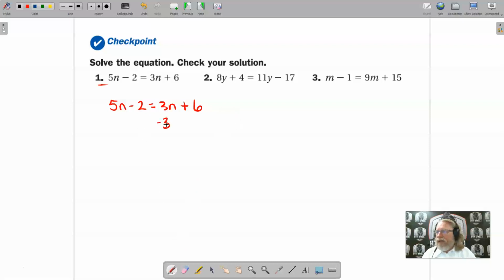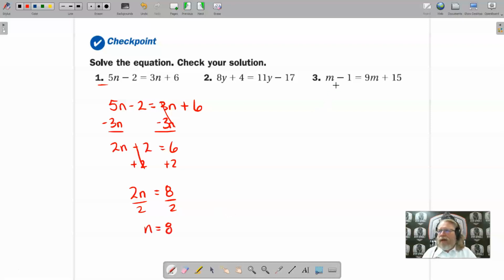So minus 3n, minus 3n, and then these will cancel each other out. 5 minus 3 is 2, so I'm going to have 2n minus 2 equals, and I still have the 6. Now let's go ahead and add 2 to each side, and those will cancel, leaving us with 2n, and 6 plus 2 is 8, and then divide both sides by 2, and we get n equals 8.